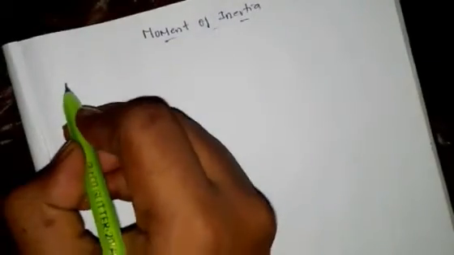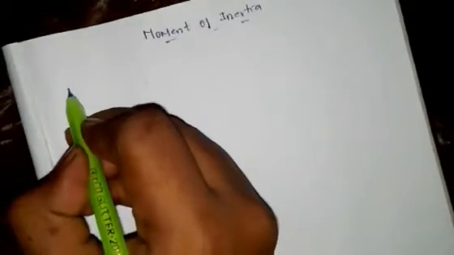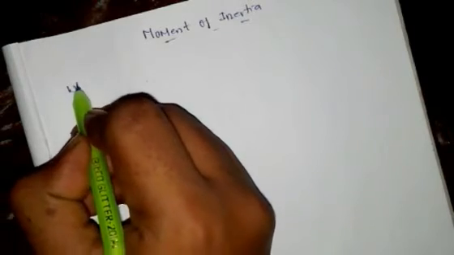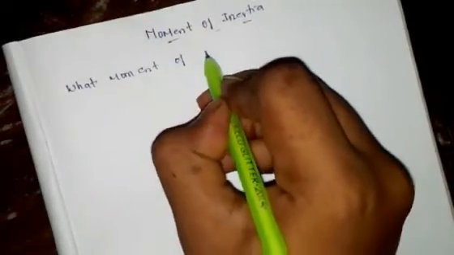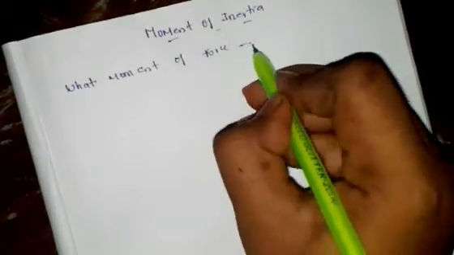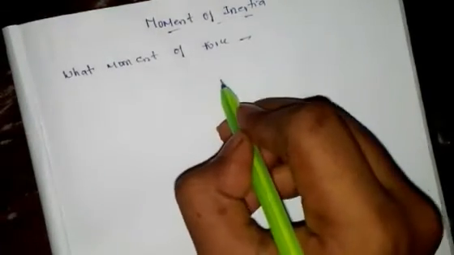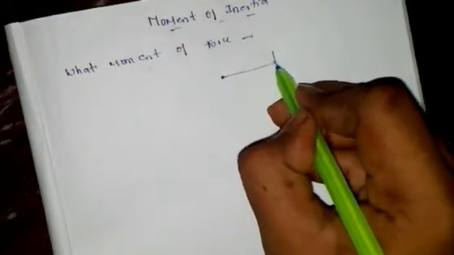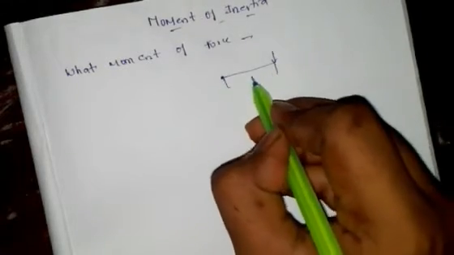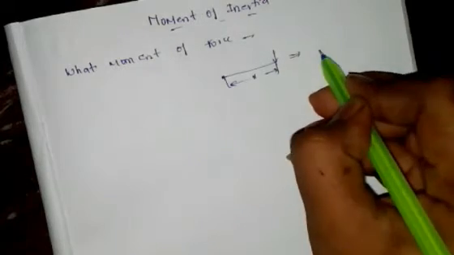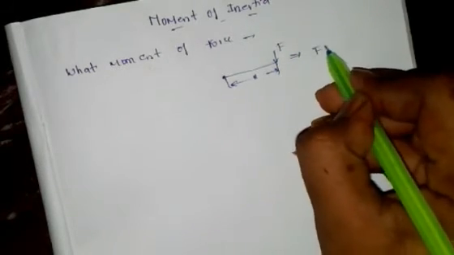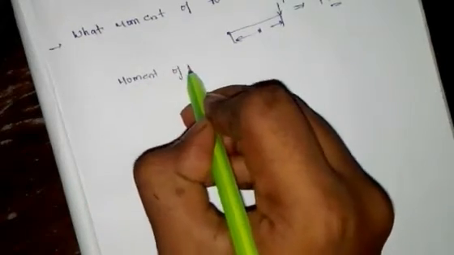Moment of inertia. Before going to the moment of inertia, let's know what the moment of force is. The moment of force is defined as: if a body is acted upon by a force which is at a distance of x, then the moment is given by force into perpendicular distance. This is called the moment of force.